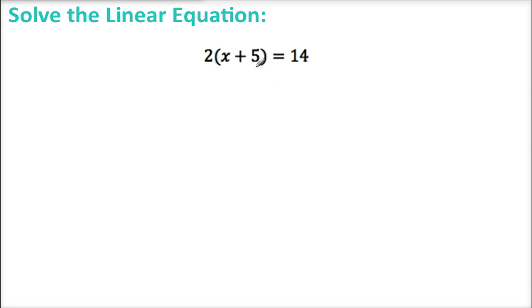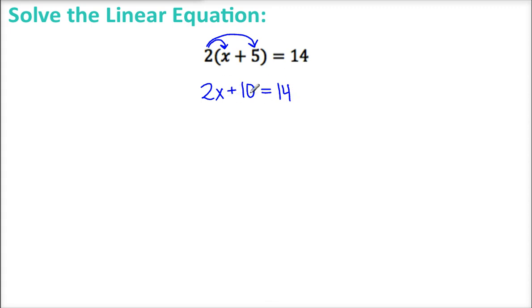So I see that we have parentheses, and so my first thought is that I need to distribute. Distribute means that this number, whatever it is out in front, is multiplied by everything on the inside of the parentheses. So we have a 2 times x is simply 2x, and 2 times the positive 5 is positive 10. Okay, so now the parentheses are gone, and I've used the distributive property, and this is equal to 14. Now I can solve this, and it's rather simple now.